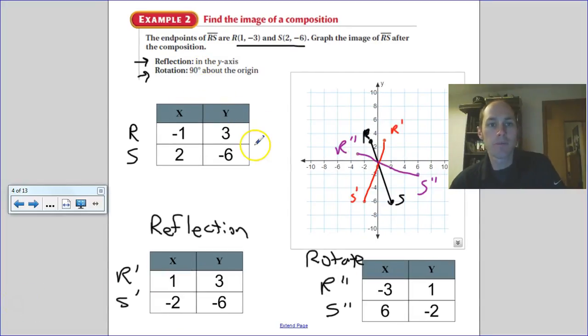Okay, so notice as we perform the reflection across the y-axis, it just flips across the y-axis. We get our new coordinates there. And then once we rotate that image 90 degrees, we get the new coordinates for R double prime and S double prime. Notice, I know I didn't draw the lines very straight, but they maintain the same shape and size. So throughout this whole thing, these are congruence transformations, no matter how many times we do that.